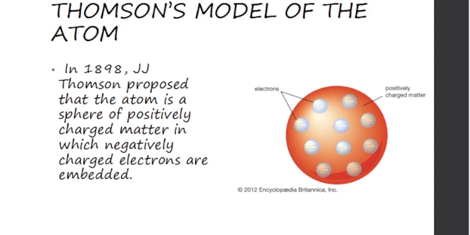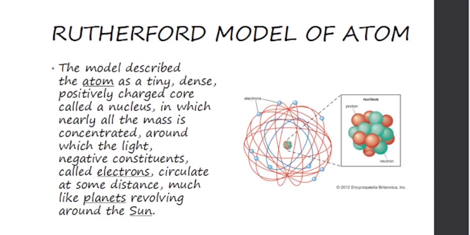Thomson's model of an atom has that the protons and the electrons are simply found inside a particular sphere. But this particular postulation doesn't account for the presence of an extra atomic particle known as the neutron, which we'll see ahead. So let's consider Rutherford's model of an atom. The model described the atom as a tiny, dense, positively charged core called a nucleus, in which nearly all the mass is concentrated, around which light negative constituents called electrons circulate at some distance, much like planets revolving around the sun.